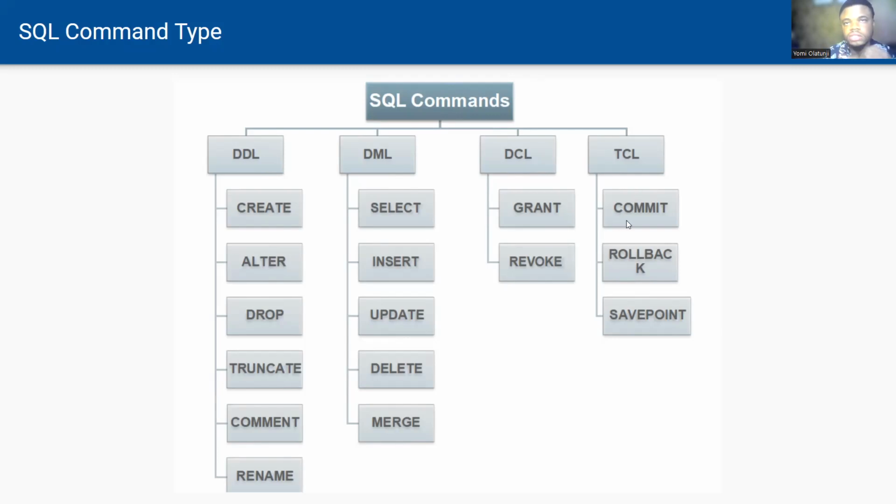So commit is when you say, okay, save, and rollback is when you say you should go back. We are not going to go in depth into these two, but it's good for us to know that they exist.